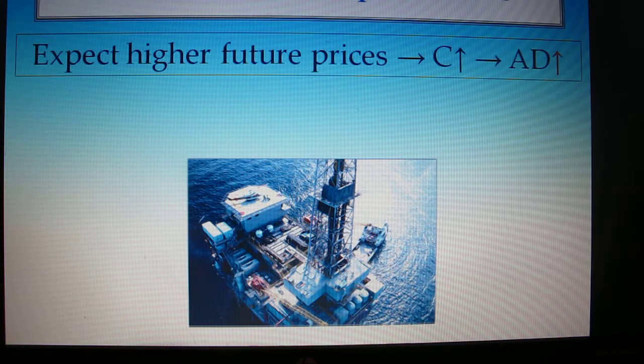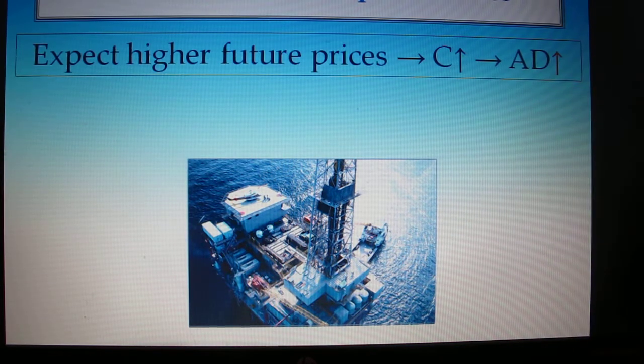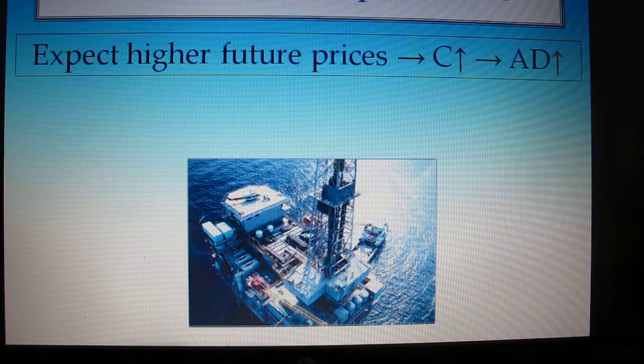So the factors that can change aggregate demand are things like expectations of future prices. The reason that expectations of future prices may change aggregate demand is that it'll affect consumption. People will buy more now. So for example, if you think that oil prices are going to go up in September, you're more likely to buy oil now. And therefore aggregate demand in general will go up.